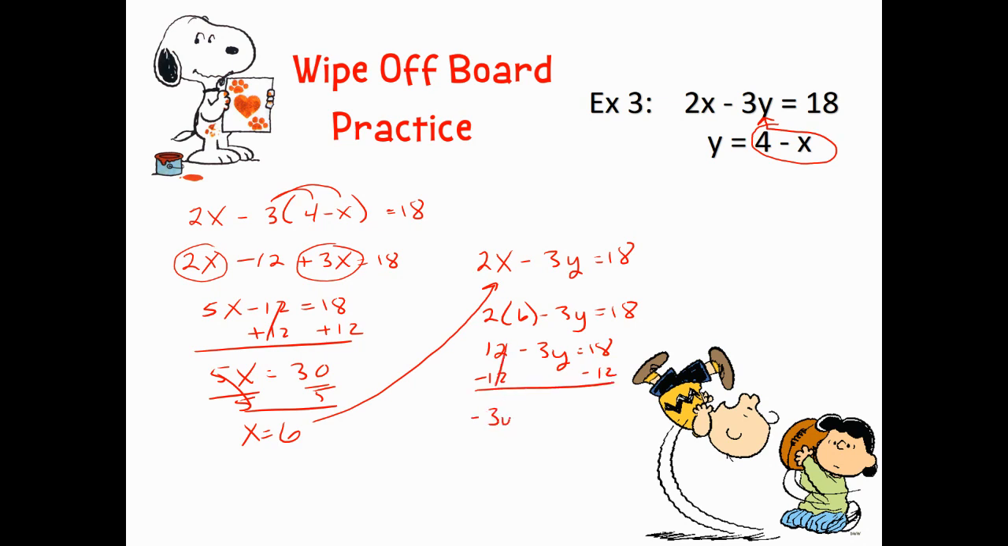Now we got negative 3y is equal to 6. Divide by negative 3. And we get y is equal to a negative 2. So my solution to this system would be the point 6, negative 2. Remember, it's always x comma y.